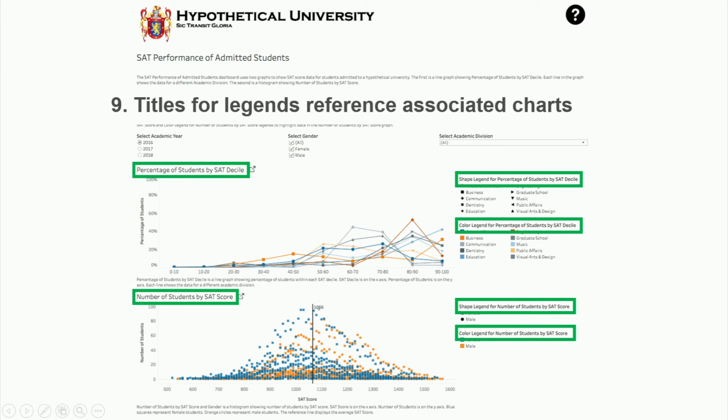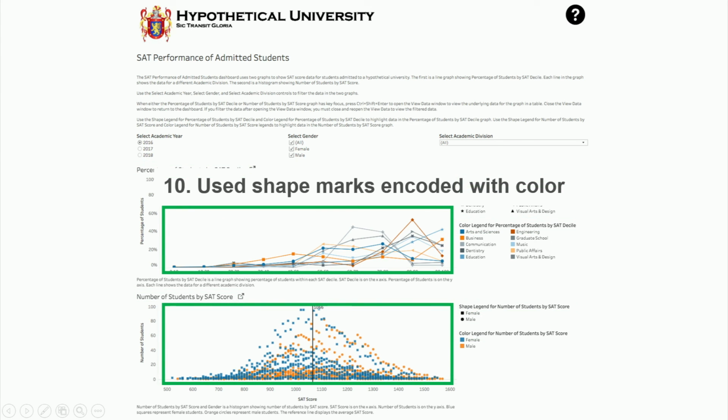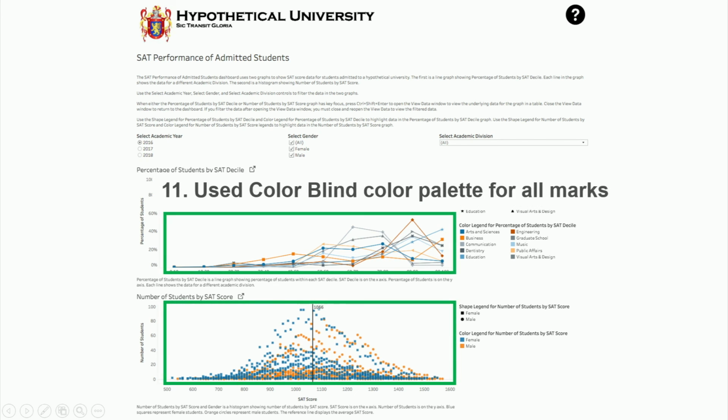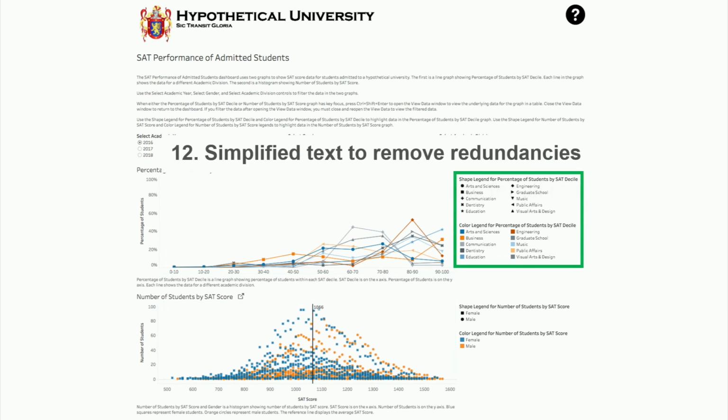Gave titles for the legends that affiliate them with their graphs. I use shape marks encoded with color so that you can have something other than color to tell these marks apart from each other. I did use the colorblind color palette. We have a colorblind color palette, and it's made for red-green colorblindness. It is not sufficient, but it is helpful for the 5% of people in the world who are red-green colorblind. So I think it's a good practice, even though it's not sufficient for the WCAG.